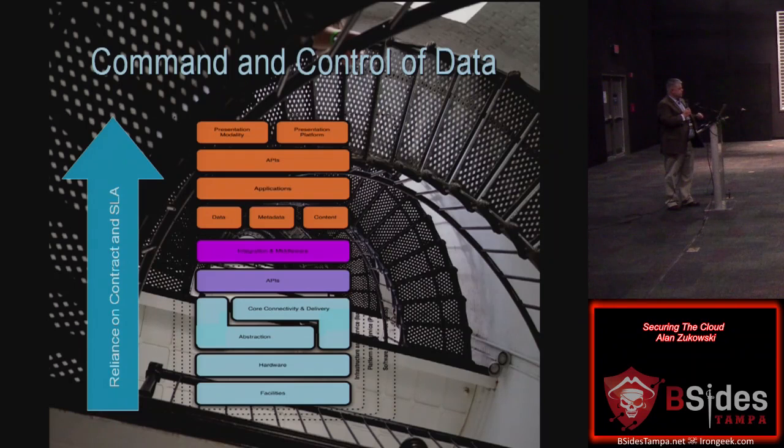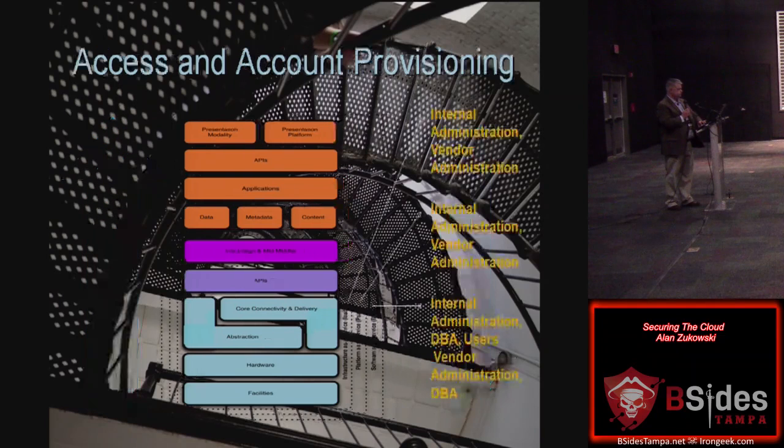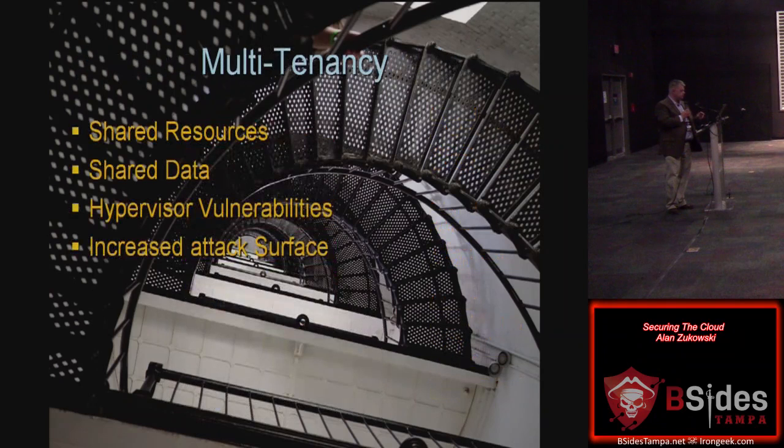So in regard to command and control, reliance on contract and SLAs go up the stack. Less direct controls go down the stack. So internal administration, vendor administration, when you're down toward the infrastructure as a service, internal administration, DBAs, users, vendors, administrations, DBAs, I don't know why I had that twice. The multi-tenancy, shared resources, shared data, hypervisor vulnerabilities.